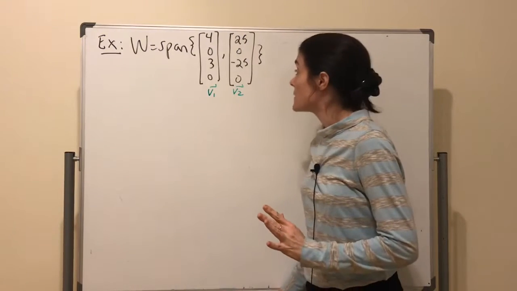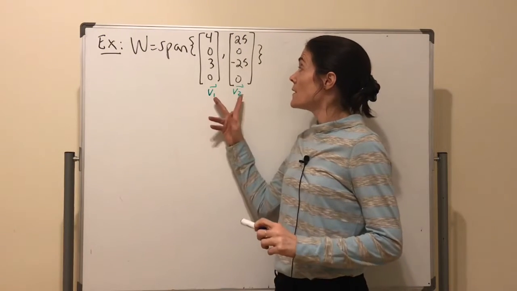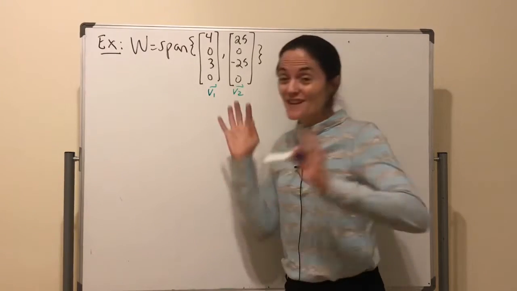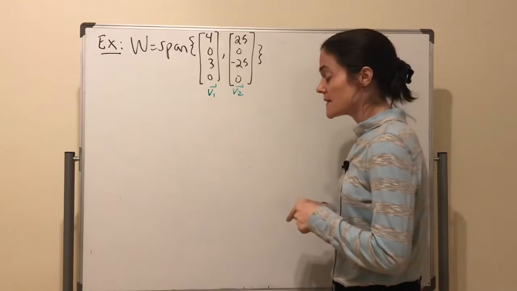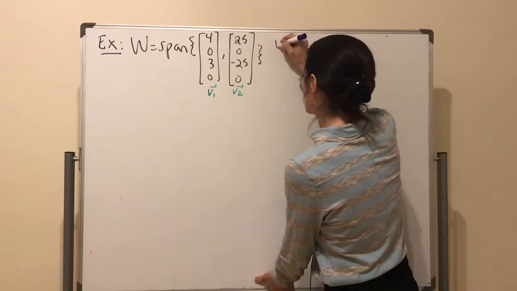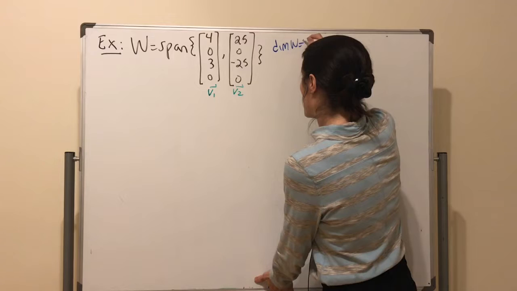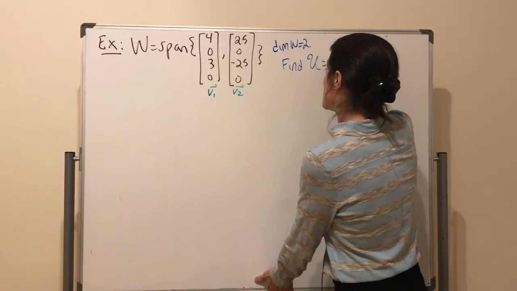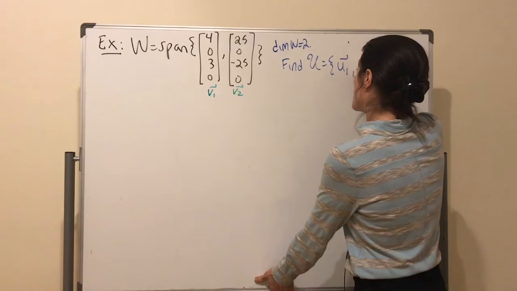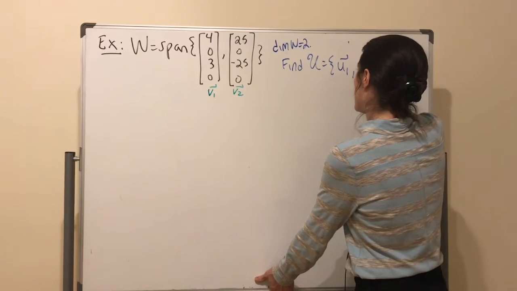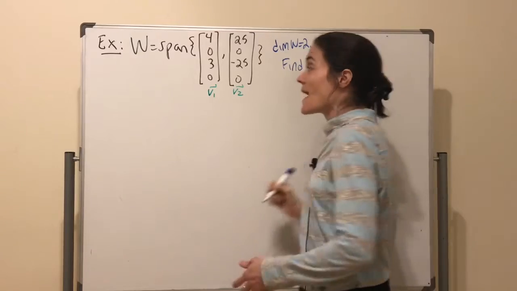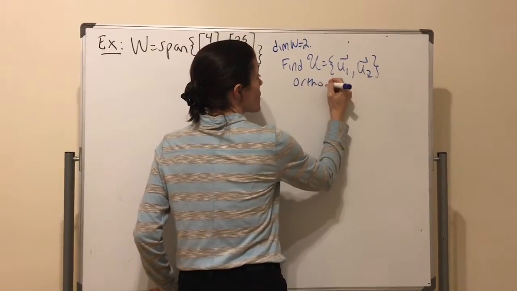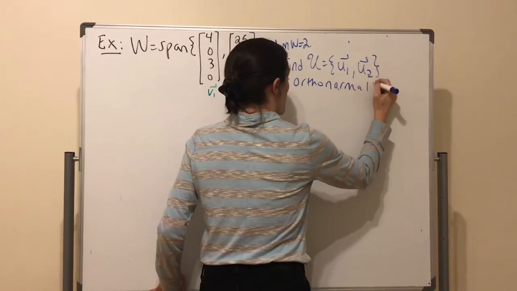We see two vectors in R4, and V2 is not a multiple of V1, neither is 0, so they are linearly independent. The dimension of W is 2. And what we want to find is U, say U1, U2, that is an orthonormal basis for W.